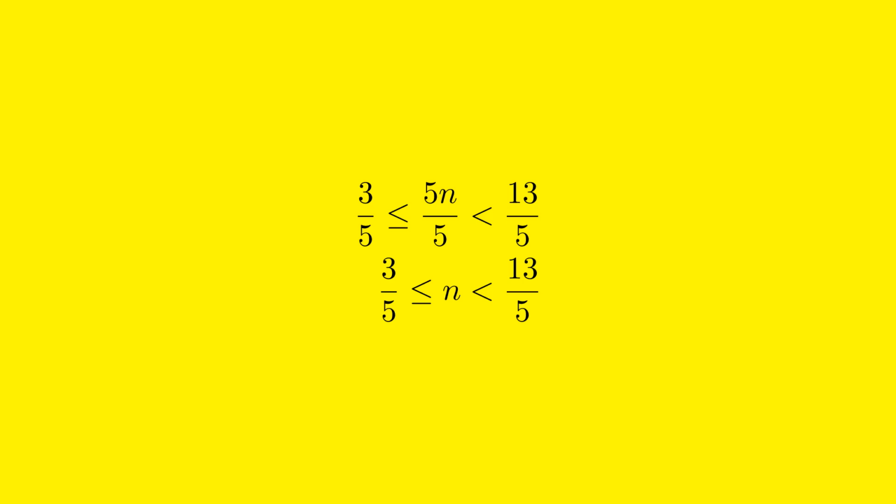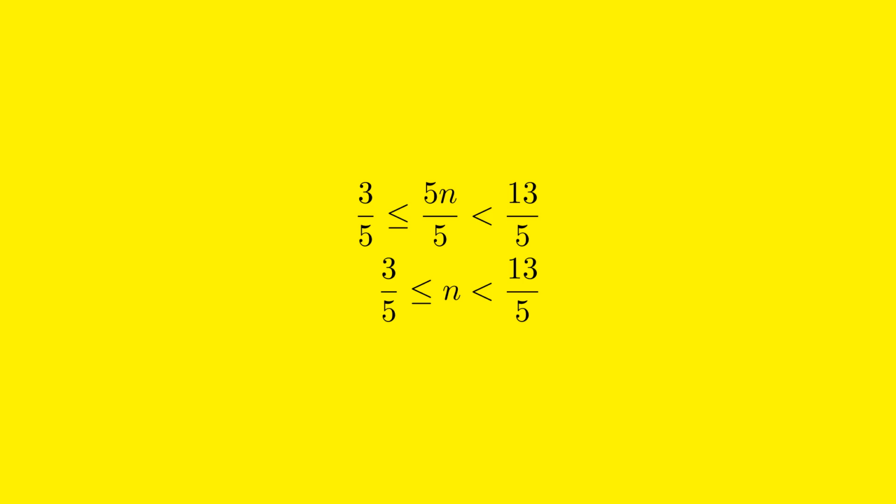First, we divide 3 by 5. 3 divided by 5 is expressed as the fraction 3 over 5. Next, we divide 5n by 5. When 5n is divided by 5, the 5's cancel out, leaving us with just n. Lastly, we divide 13 by 5. 13 divided by 5 is expressed as the fraction 13 over 5. Now our new inequality reads 3 over 5 is less than or equal to n, which is less than 13 over 5. This step effectively isolates n, making it clear where n belongs within the range of 3 over 5 to 13 over 5.